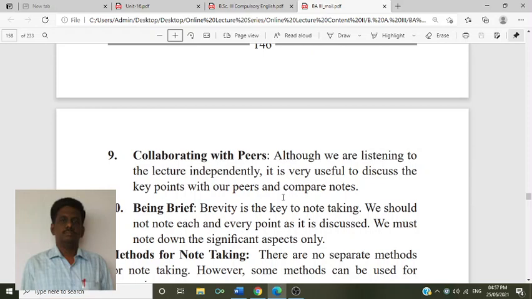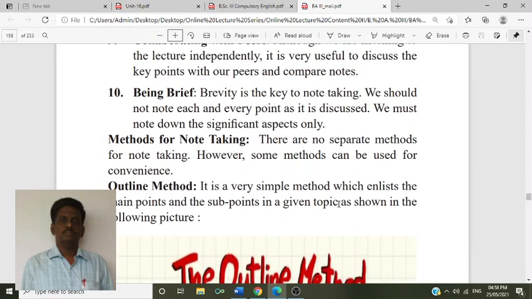We must note down the significant aspects only. We should not note down the jokes he has cracked while teaching, or his communication with other students. We should not do all these things. We should be very brief, and the brief notes afterwards should tell you what exactly the speaker was speaking at the time of the lecture. So let us now discuss the methods of note taking.